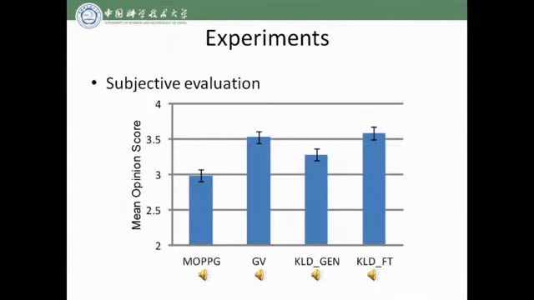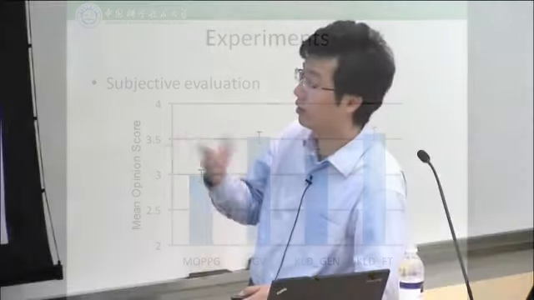And this figure shows some subjective evaluation results. That is the naturalness evaluation. We have some synthetic samples and ask people to listen to these samples and give each sample a score from 1 to 5, and we calculate the average value. The higher score means better naturalness. We can listen to some samples here.